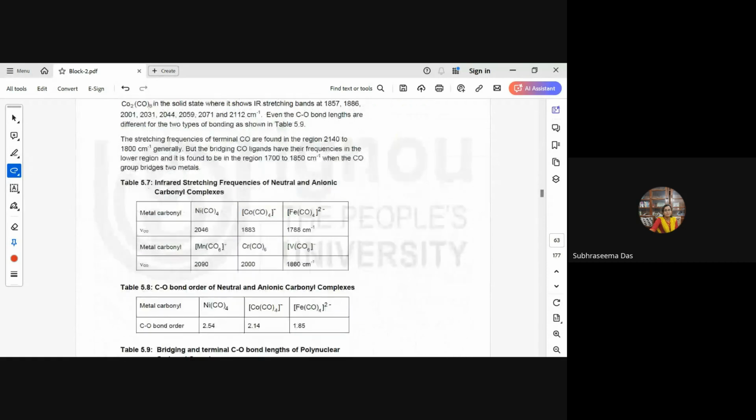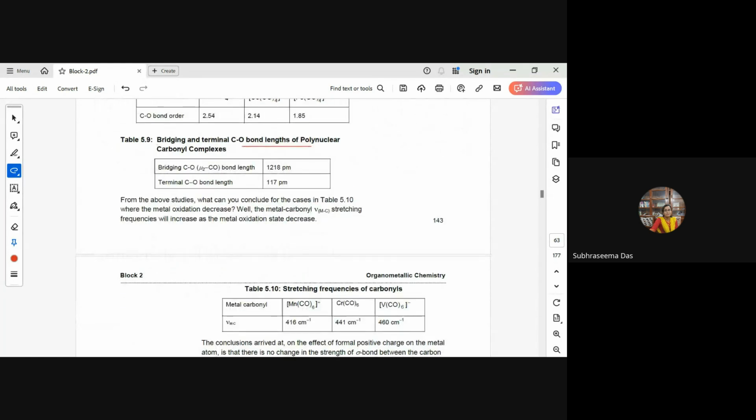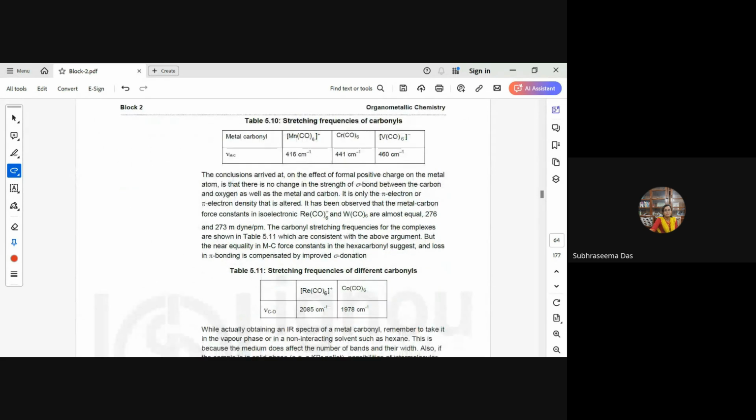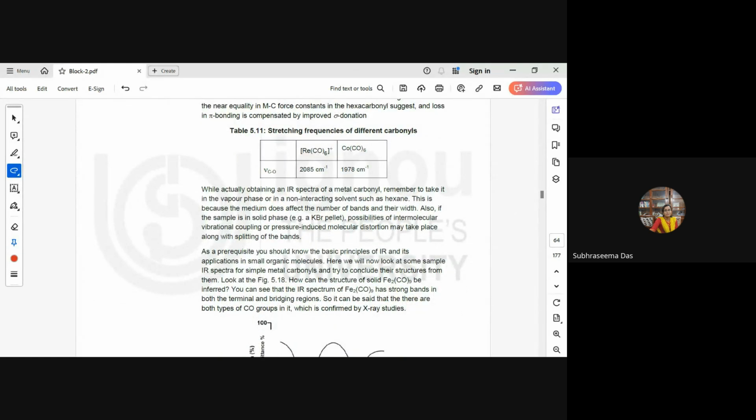In table 5.7, the IR stretching frequencies of neutral and anionic carbonyl complexes have been listed, and in tables 5.8 and 5.9 other stretching frequencies and bond lengths are given. In table 5.9, the CO bond lengths for polynuclear carbonyl complexes are shown, along with the stretching frequencies of different carbonyls. In conclusion, when we obtain the IR of a metal carbonyl, it is actually taken in the vapor phase. Rather than the solid phase method, we always prefer the vapor phase.